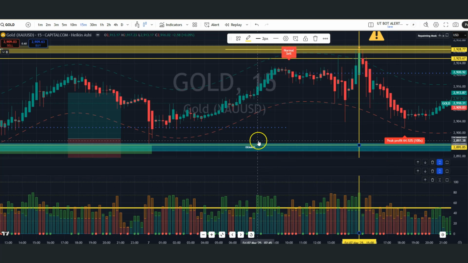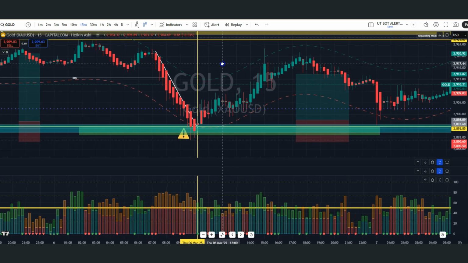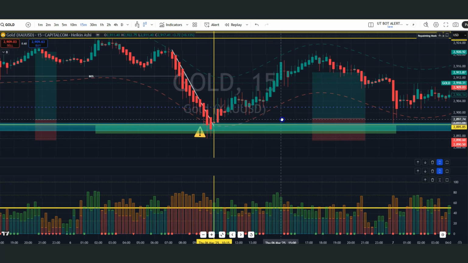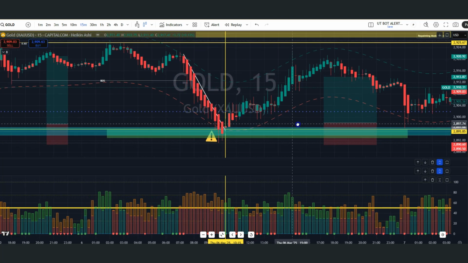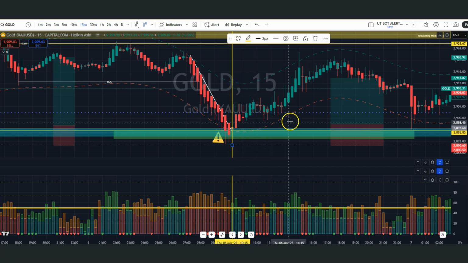Reversal there. Reversal there. I don't need to do any more than that. There's loads of them. But here, have a look here. If you don't want to go down to the 5-minute, you don't have to. But have a look at the volume indicator below at this point here. Within 15 minutes of it hitting that, you've got a very high volume coming into the market. Enter. Buy.